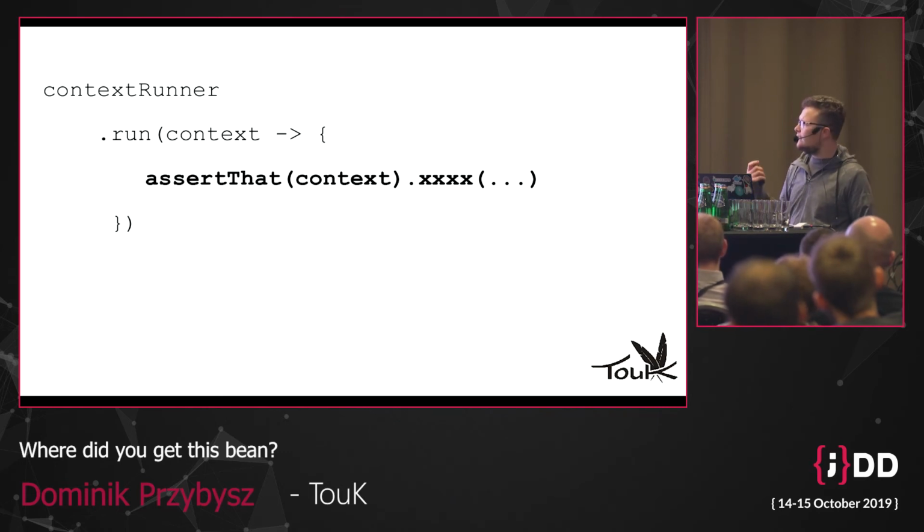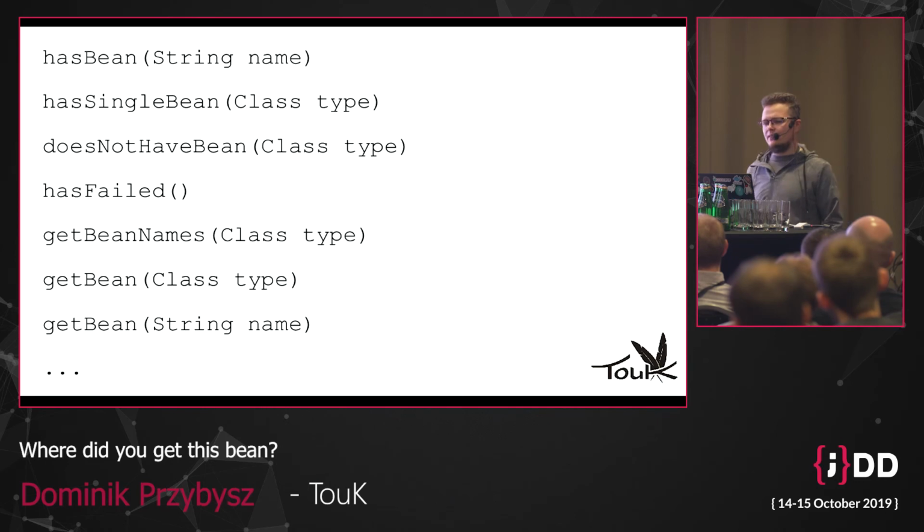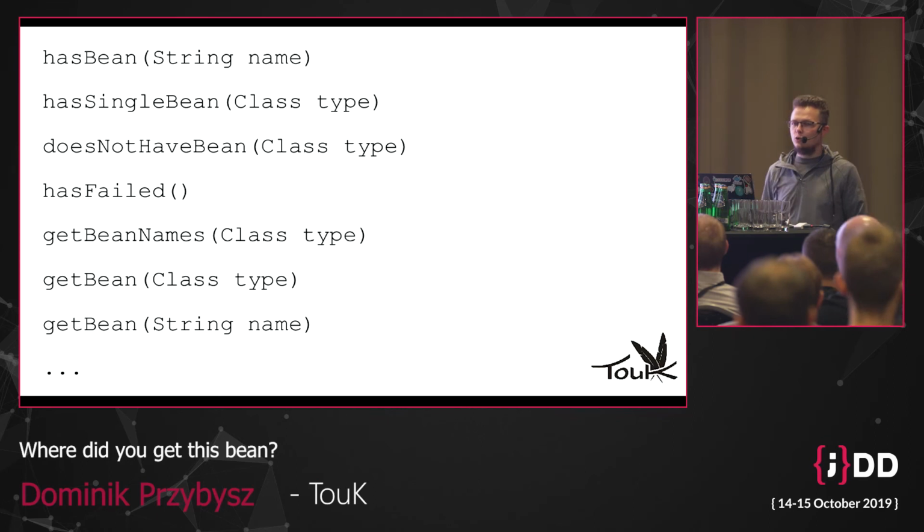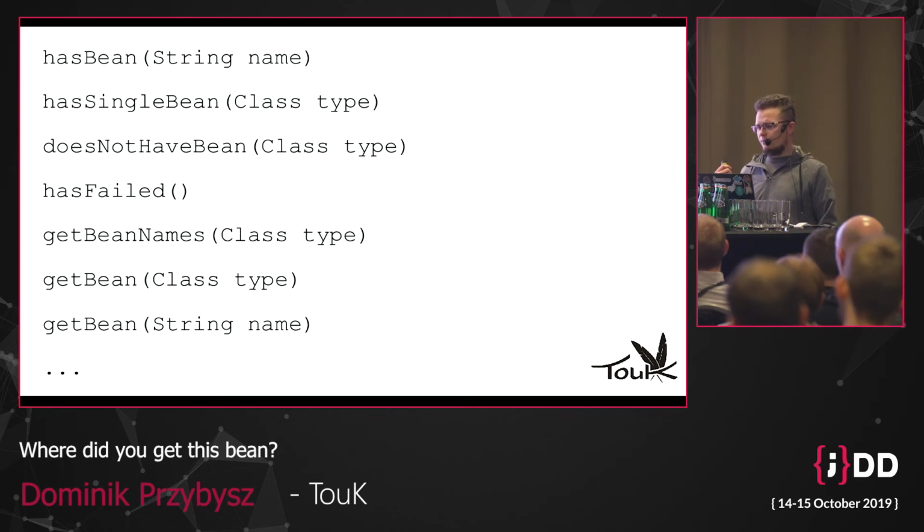So we are receiving the context, and we can do some asserts in the AssertJ way. So we write assert that context, and we add a specific method. For example, has bean, has single bean, doesn't have bean, and a lot more methods are available here to check if something is in our context or is not in our context.